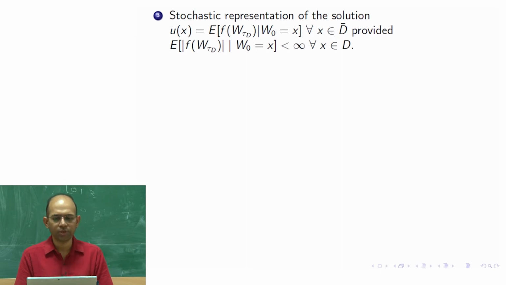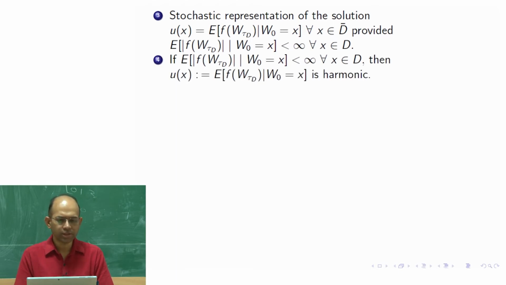So now we just quote the result; this is our aim. Our aim is to show this. Now we start this way. Consider this conditional expectation and assume that it is finite. So assume that our domain is such that, as a special case we mentioned just now, a bounded domain. However, just consider some general open connected domain such that the conditional expectation of F of W tau D given W0 is equal to x is finite.